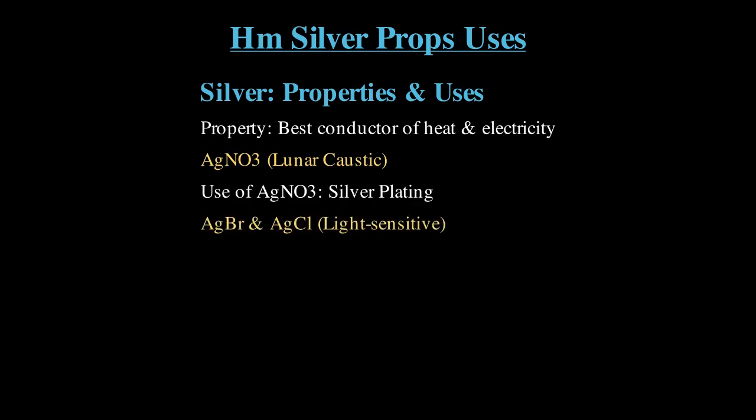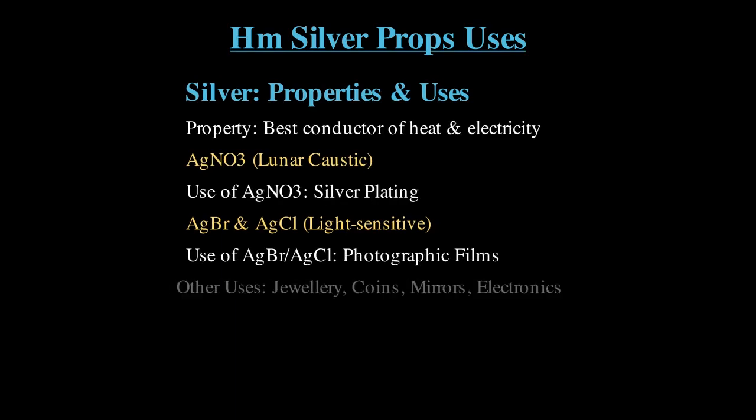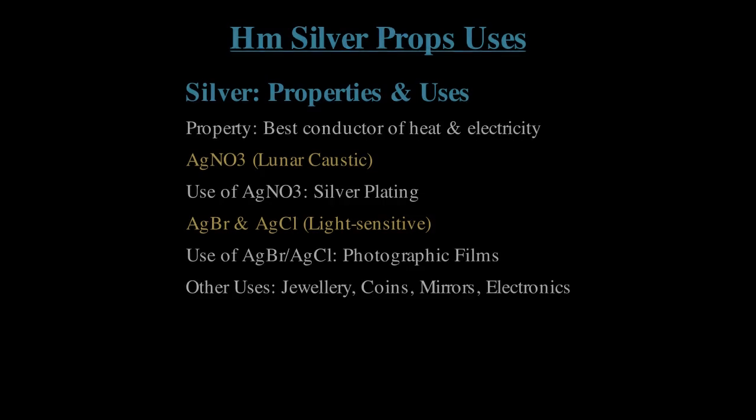Then we have silver bromide, AgBr, and silver chloride, AgCl. These two are light sensitive, which is why they are essential in making photographic films. Finally, the uses of silver are quite well known in jewelry and coins, for mirror making, in photography, and as electrical contacts in high-end electronics.